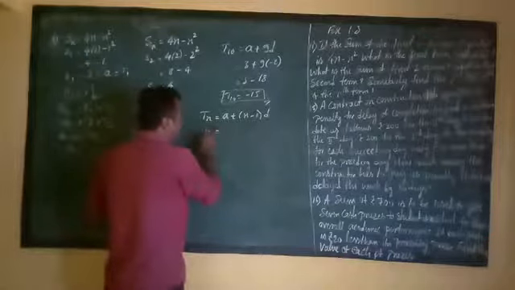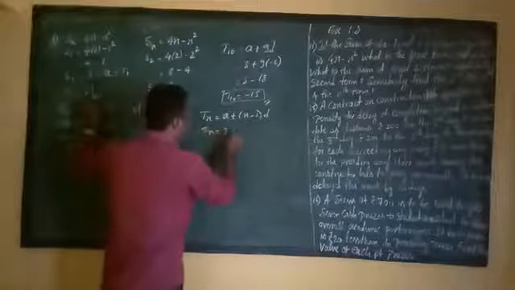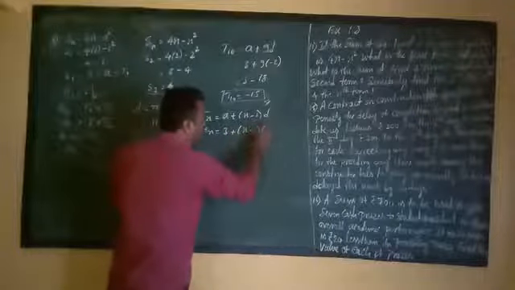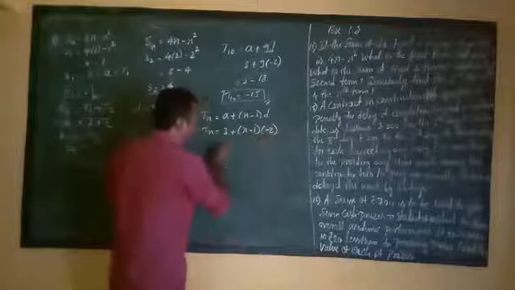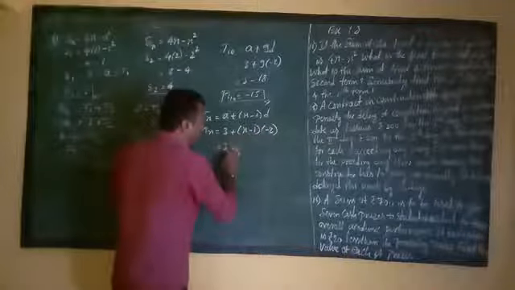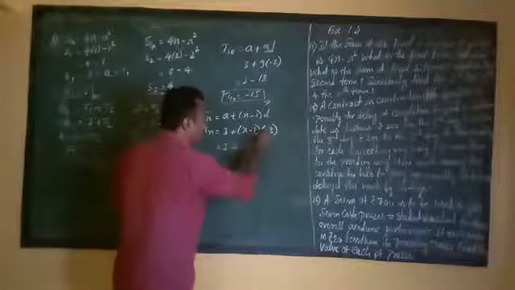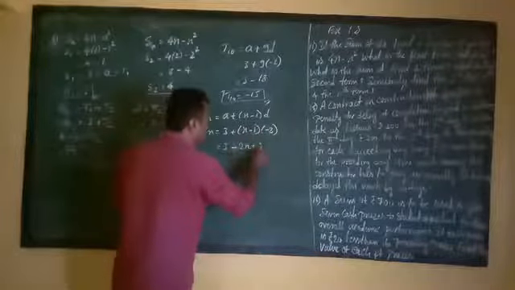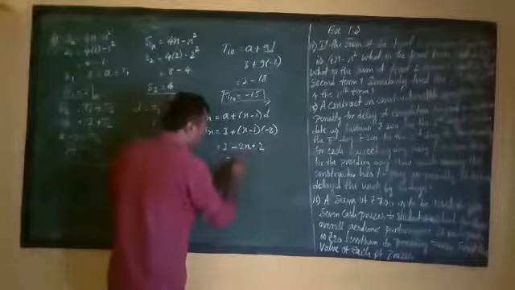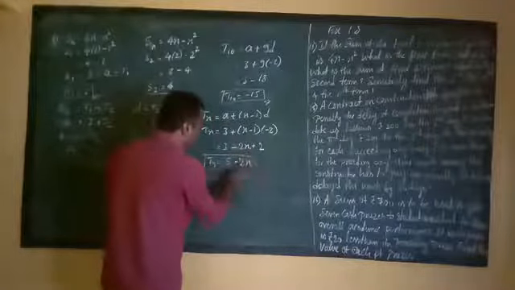So Tn is equal to a, the first term. What is the first term? 3, plus the nth term we want to calculate, n minus 1 into d, where d is minus 2. So 3 plus (n minus 1) into minus 2, which gives minus 2n plus 2. So 3 plus 2 is 5 minus 2n. So this is the nth term of an AP.